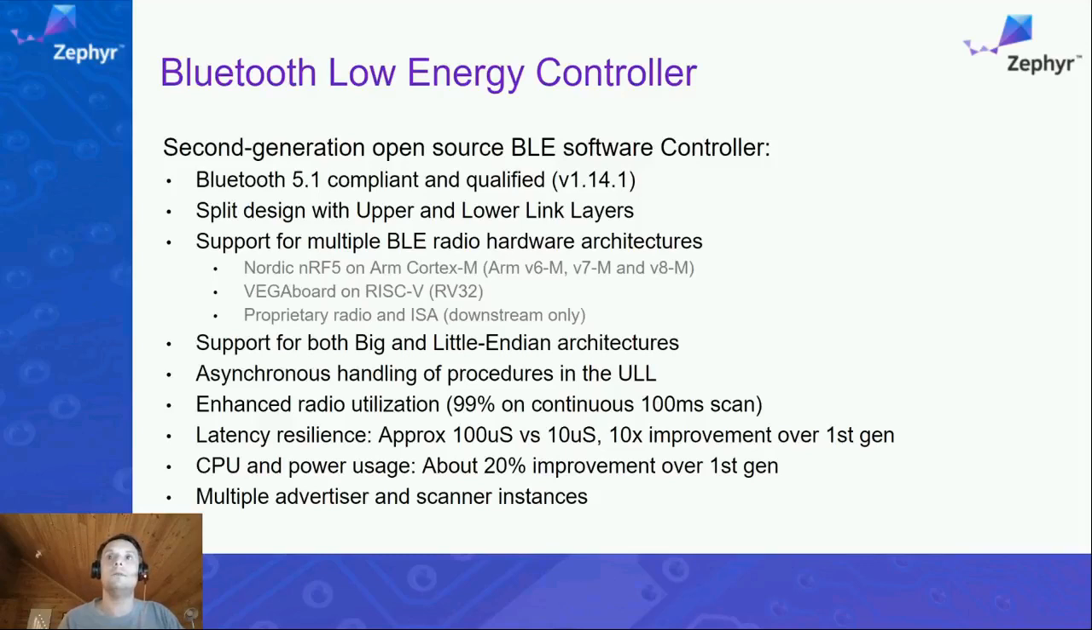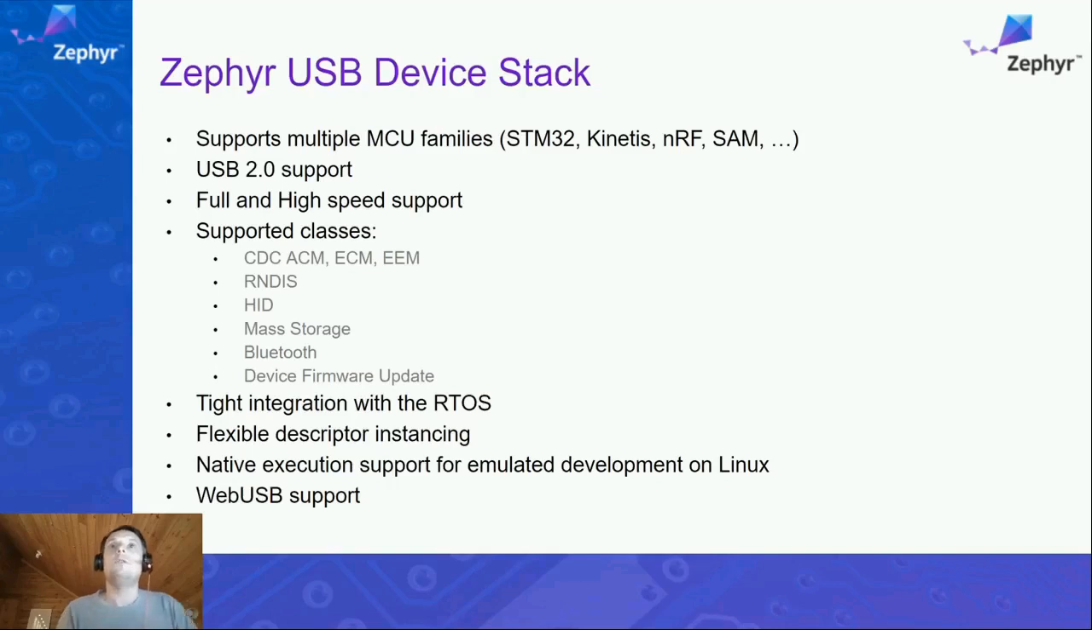One of them being Bluetooth Low Energy Audio, our cross channels, which is being worked on right now. Zephyr also has a USB device stack, which supports many of the MCU families that Zephyr runs on. It has USB 2.0 support, obviously, but also full and high speed support, and many of the classes you're used to working with, CDC, ACM, and Ethernet, and the mass storage, and so on, and also audio now, actually.